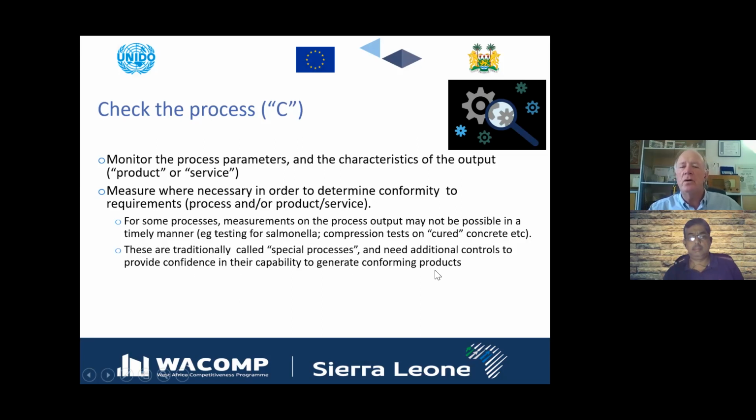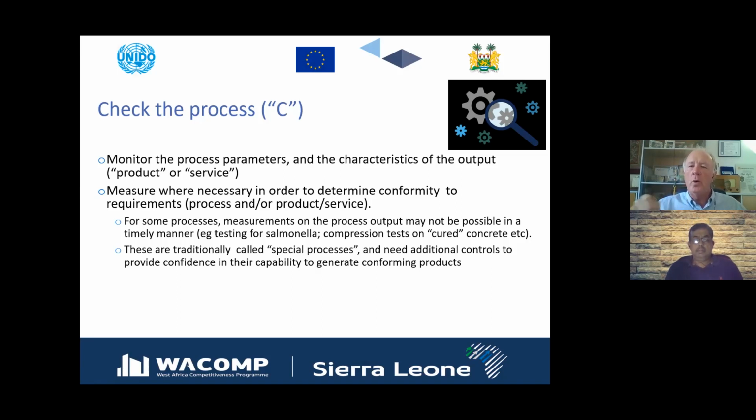These traditionally we call special processes. It's not a huge big deal, it's nothing to be scared of, but typically these do need additional controls to provide confidence in their capability to generate conforming products. It may be by carrying out validation tests on a process. Welding in a construction is a very typical example of what is considered to be a special process.